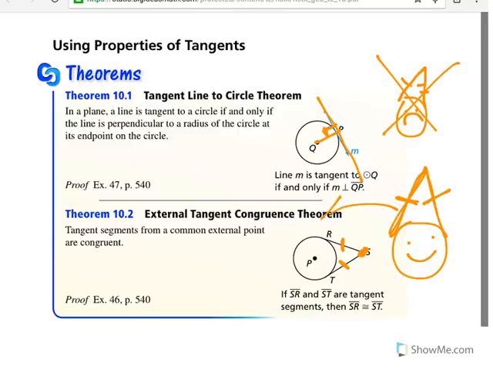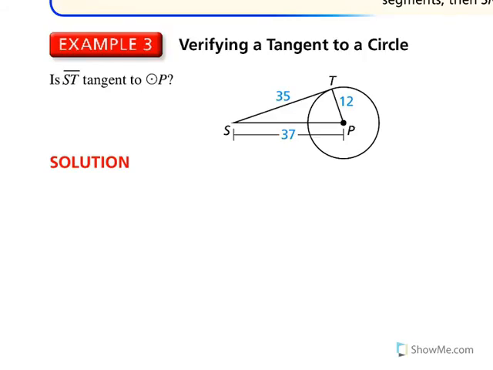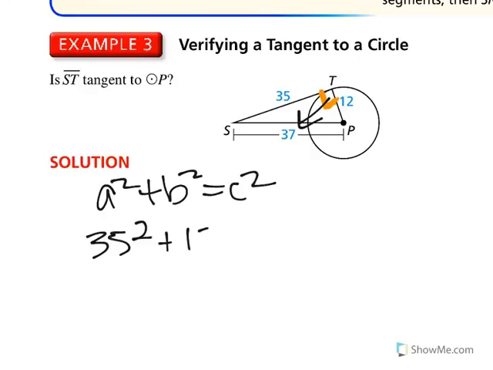So that reminds me of theorem 10.2. So let's actually try an example of that. It says, verifying tangent to a circle. Well, if ST has to be tangent to circle P, that means this needs to form a right angle. Okay, well that means it's a right triangle. That means it needs to actually fit into Pythagorean theorem. Okay, so a squared plus b squared is equal to c squared. Your c is always across from your right angle, so we have 35 squared plus 12 squared. And we don't necessarily know if it's equal, but we hope it is.